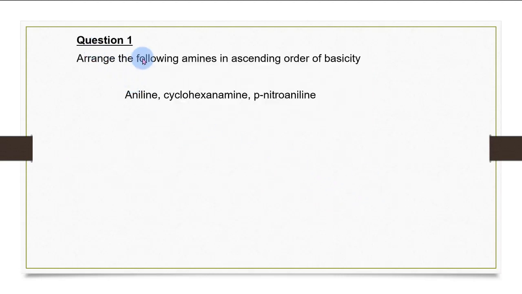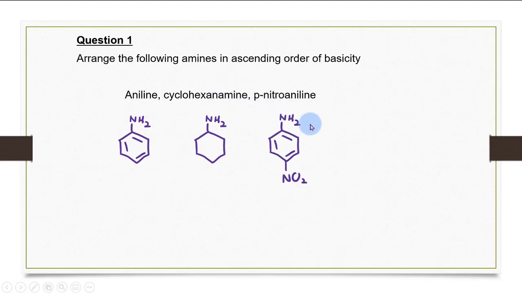So try one example question below. Arrange the following amines in ascending order of basicity. You are given aniline, cyclohexanamine, and p-nitroaniline. The structure of aniline looks like this: NH2 attached to the benzene ring. Cyclohexanamine is a cyclic structure attached to NH2. Another name for cyclohexanamine is cyclohexylamine. And then you have p-nitroaniline. At position 4, you have a nitro group, with NH2 for the aniline and the nitro substituent.